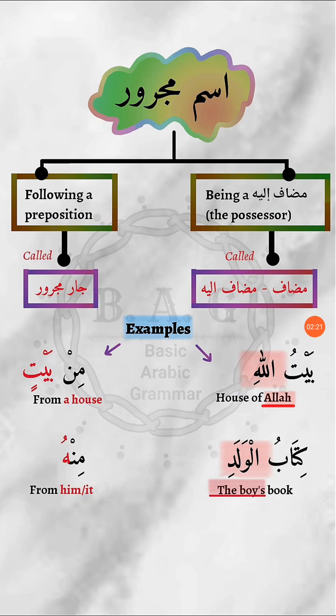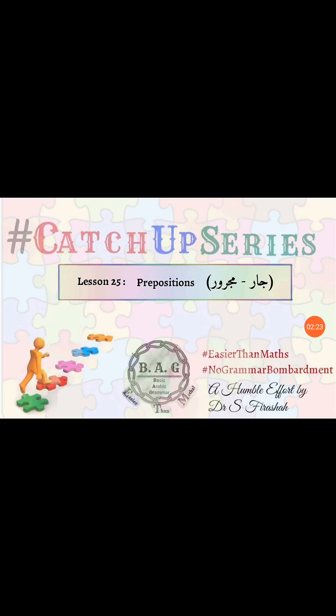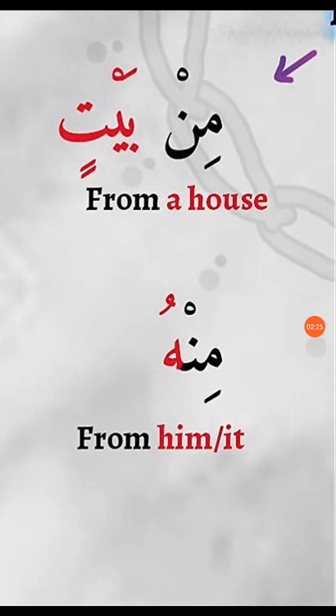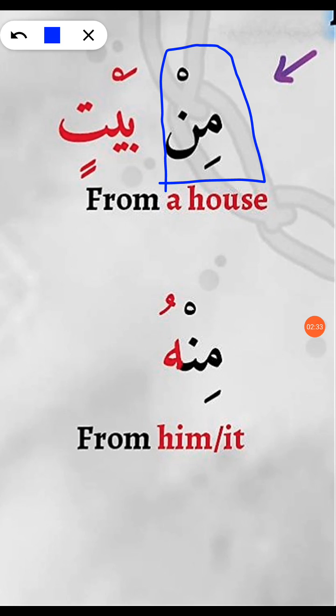So let's study a couple of examples. For example, min baitin. Now min is our preposition. How do we know that? Well, there's a list and I will give you that list, and you need to memorize these prepositions. Whenever you see a preposition, immediately following that preposition would be an ism in jar form, which you can very well see here.